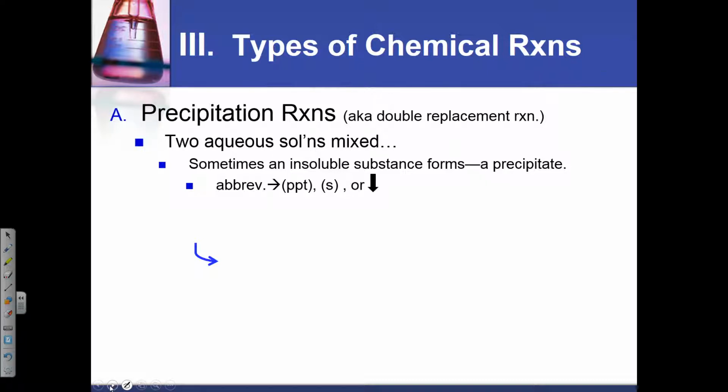So the way that we can abbreviate precipitate is we can use the abbreviation PPT. You could put an S as a subscript with a formula, or you could put an arrow pointing down. So for example, if you were to have a substance that was a precipitate, you would write it as a solid. Usually this is the preferred way. So like lead(II) sulfate, PbSO4, you would see an S written down as a subscript.